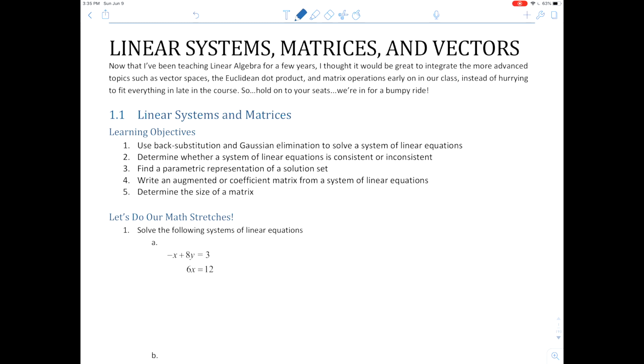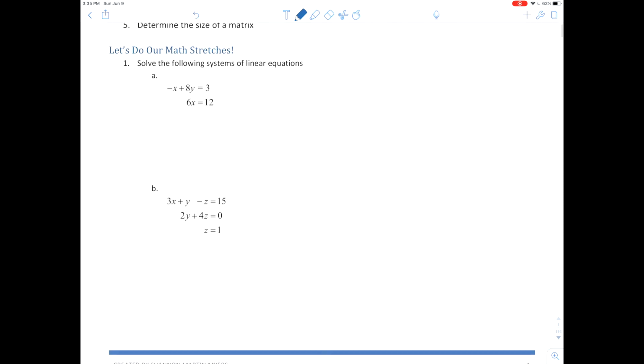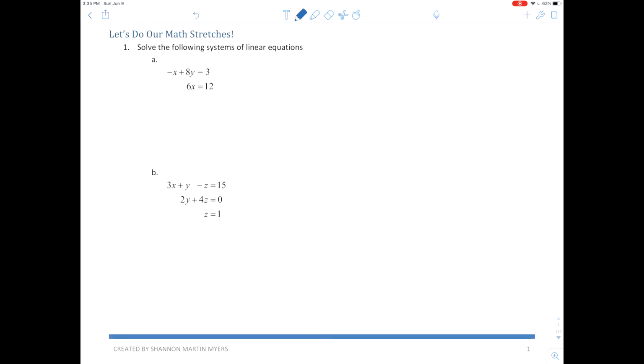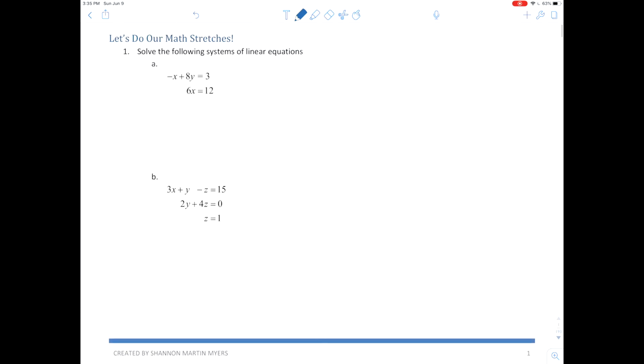We'll be taking a look at the very first section of the workbook that I wrote for elementary linear algebra, and that is called Linear Systems and Matrices. Let's check it out. Go ahead and warm it up a little by solving these systems of linear equations, and there's just two items there.